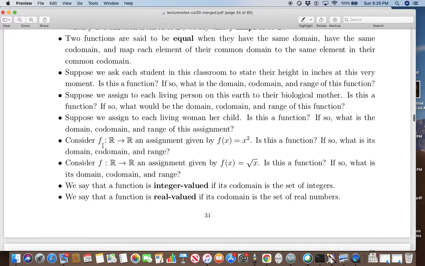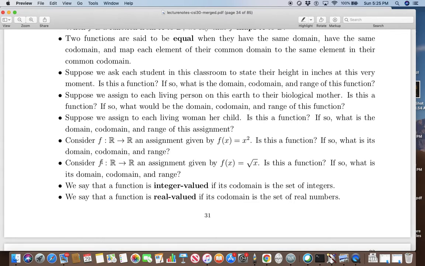Consider the mapping f from the set of real numbers to the set of real numbers. The assignment is given by f of x equals x to the power 2. Is this a function? Yes, it is a function, because for every real number x, x to the power 2 is uniquely defined.